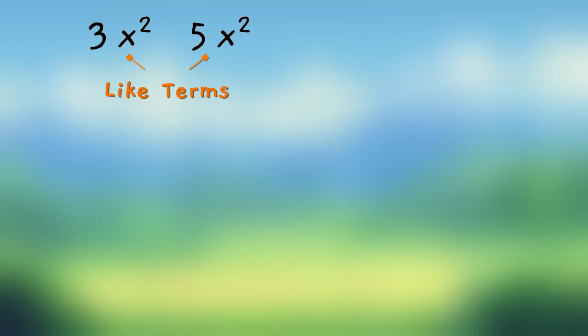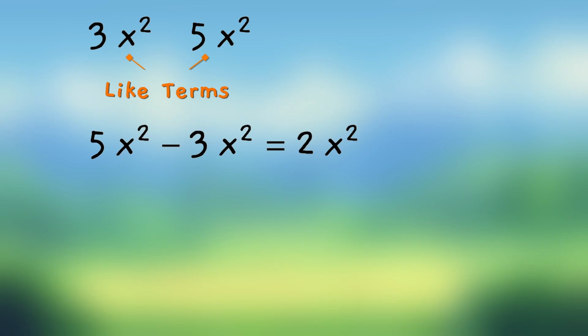You can also subtract like terms. What is 5x squared minus 3x squared? Put yourself into a math trance and think about what this is saying. It says you start with 5x squareds and then take away 3x squareds. This leaves you with 2x squareds. So you just subtract the numbers to combine these two like terms.